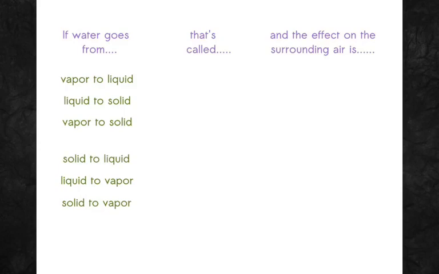So with that in mind, it's probably worth going through a little table here where we list all the different ways we can transform the phase of water. And so we've got 3 columns here. The first one is describing the phase transformation, say vapor to liquid, et cetera. The middle column is going to give the name, what we call that phase transformation. And then in the last column, we're going to list whether that phase transformation is going to end up warming the surrounding air or cooling the surrounding air.